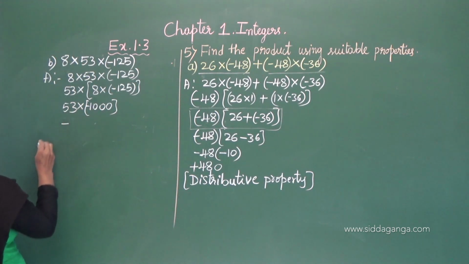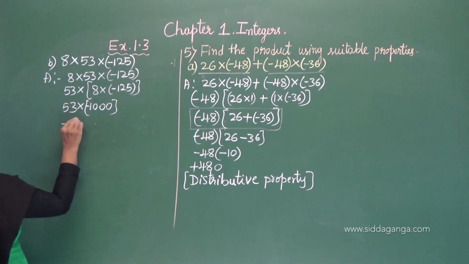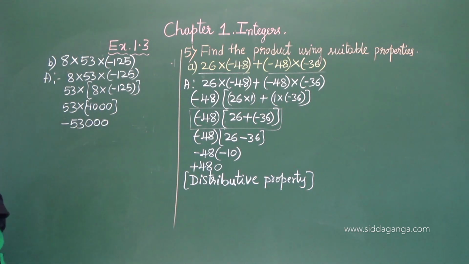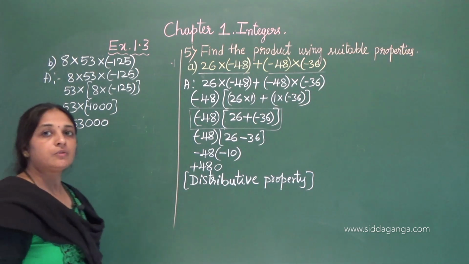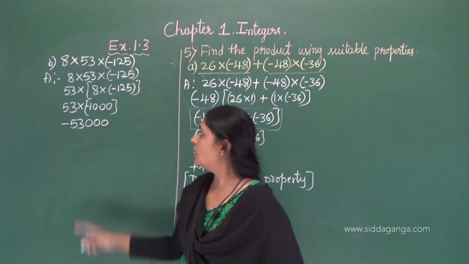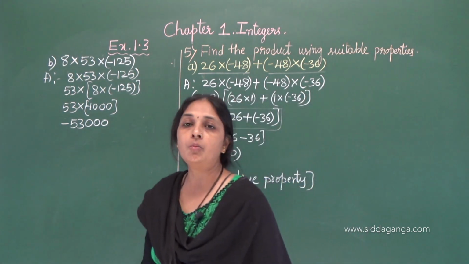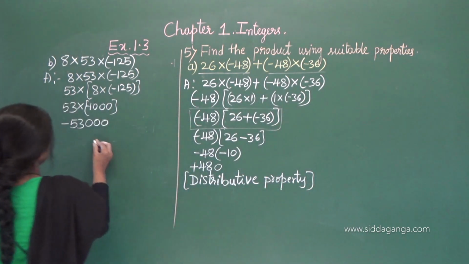Plus into minus is minus. 53 ones are 53, and how many zeros are there? 3 zeros. The answer is minus 53,000. Okay. What's the property we used here? This is commutative property.